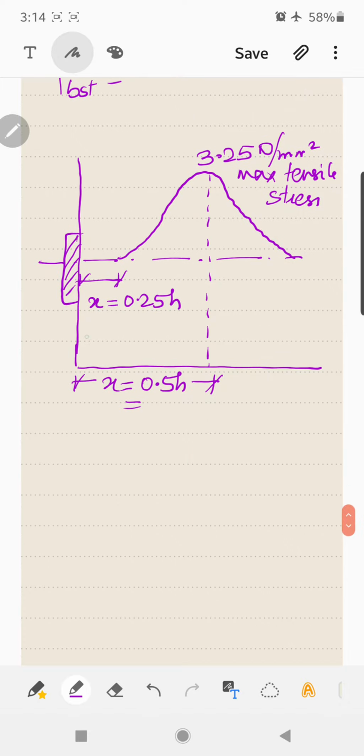This much is the total depth. How much? This is the end block. The length of the end block is the depth of the section. So the depth of the section is 300, therefore the length of the end block is 300. So this much is 300. And if we calculate, this width will be 225. The parabolic width will be 225.